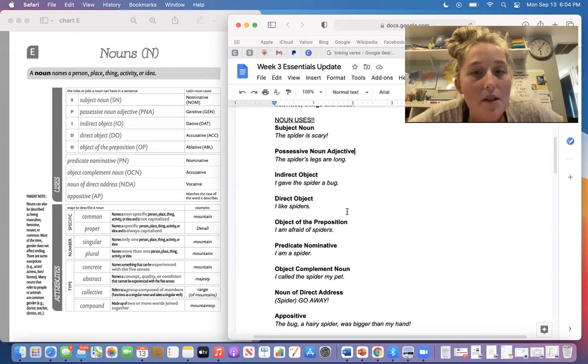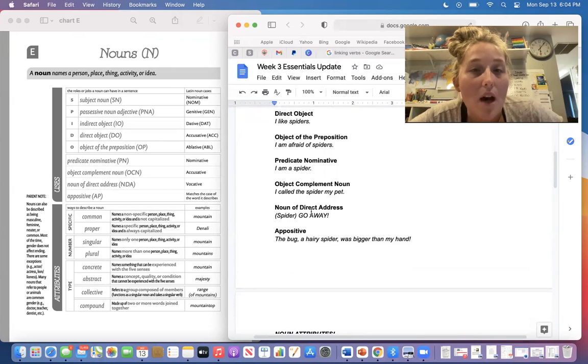Okay, then we go on to direct objects. I like spiders. Spiders is the direct object. Then we have object of the preposition. I am afraid of spiders. Of is a preposition, and we are afraid of those spiders. Predicate nominative. I am a spider. That would be funny, but usually for Halloween, we dress up. So maybe someone is saying, I am a spider for Halloween or whatever.